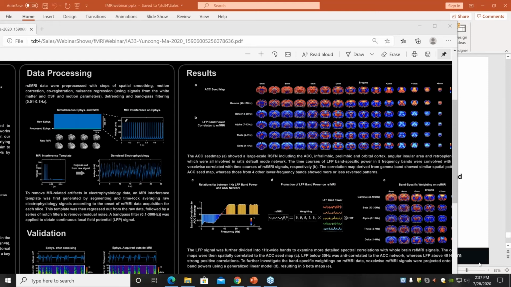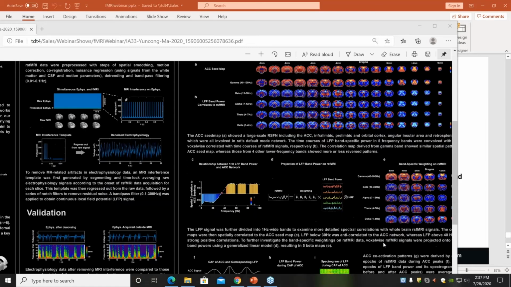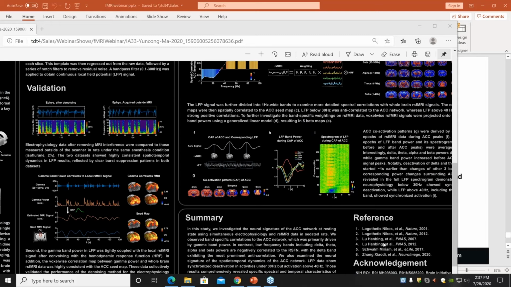And in Figures D and E, we are trying to go further because we found some correlation between the different FP band powers. In that way, they may interfere and bias the traditional correlation analysis. So we introduce a generalized linear model to further understand the band-specific weighting on the fMRI signal.